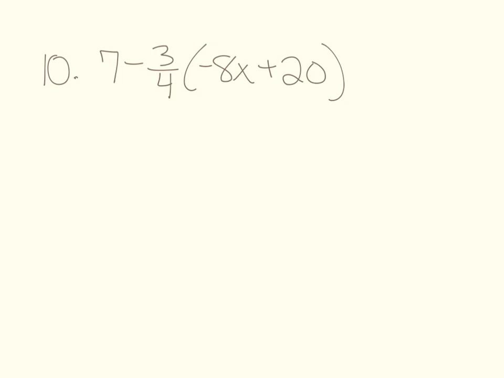Okay, next one. First thing I'm going to look for is the distributive property. Do I have parentheses with a number outside that I can distribute? I see that I have a negative 3/4 times negative 8x plus 20. So this 7, I'm just going to bring down. I am distributing a negative 3/4. Circle that negative so that you see it. And I'm going to do negative 3/4 times what? Negative 8x. What is the negative times the negative going to be? It is going to be a positive.